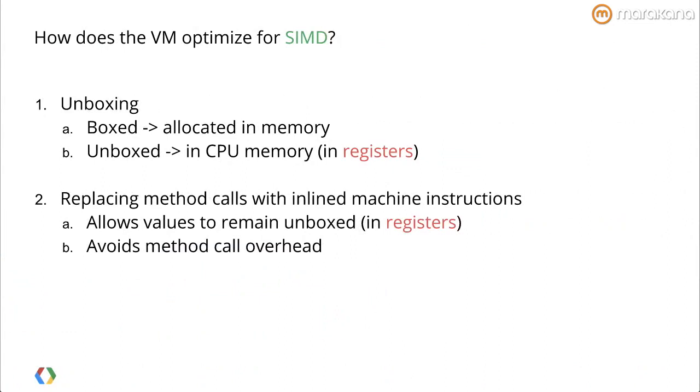So how does the VM optimize for SIMD? I've kind of touched on this already. It unboxes everything. Unboxing might be a new concept for some people. Typically, an object in a VM, when it's boxed, is allocated in memory, and it's this heavyweight object with a class ID at the beginning and all of this extra metadata associated with it. But an optimizing VM will actually unbox the value and store it inside of a CPU register.